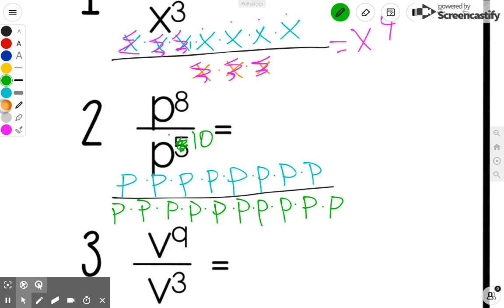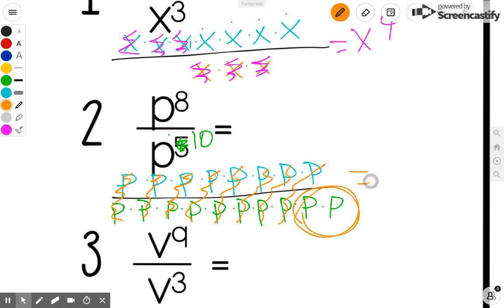Okay, now we're going to simplify. So this and this cancel. These p's can cancel. These ones, those ones, those ones, those ones, and those ones. So all we're left is 2 p's on the bottom. So that means I've got 1 over, because you can't have nothing in the numerator, so we had to put 1 over p squared. So this is 1 over p squared.